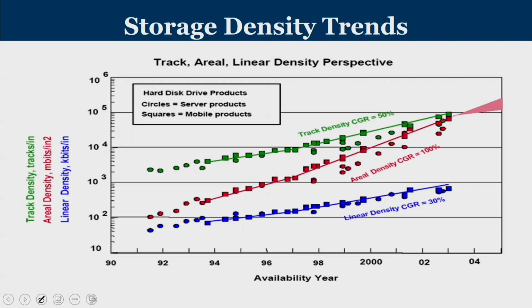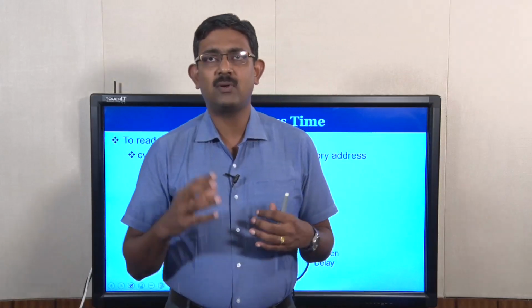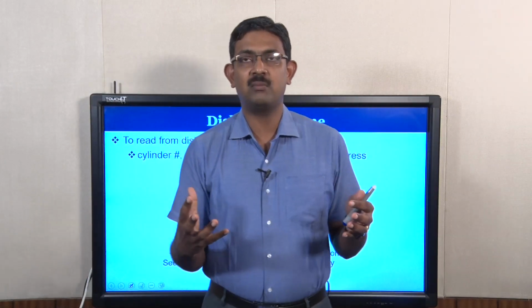And these are all numbers which will tell you, over the years, whatever hard disk has come to the market, what is the appropriate track, areal, and linear density perspective. Now, having understood the basic concept of how a hard disk looks, we need to know how reading and writing happens. So, you will get an address, and this address has to be split up into cylinder number, platter number, sector number and track number.